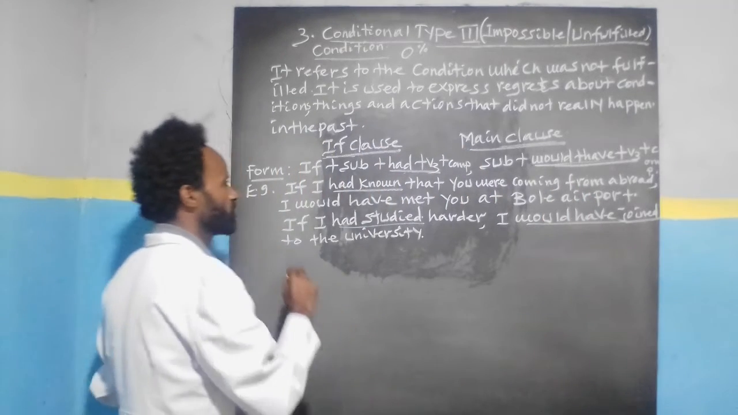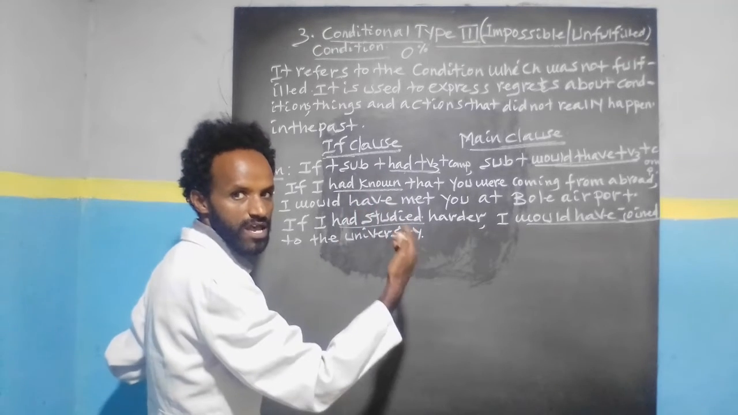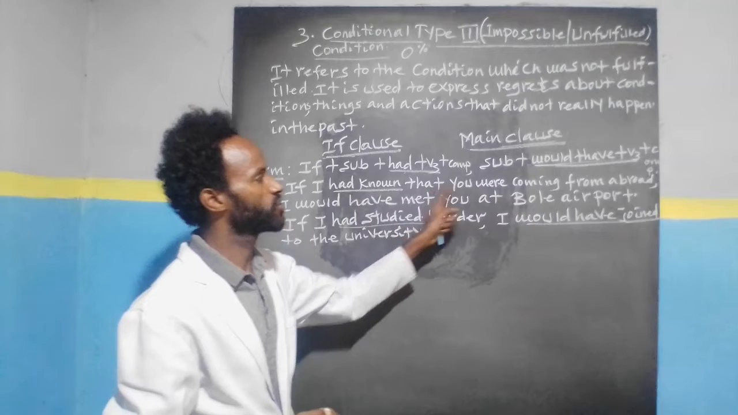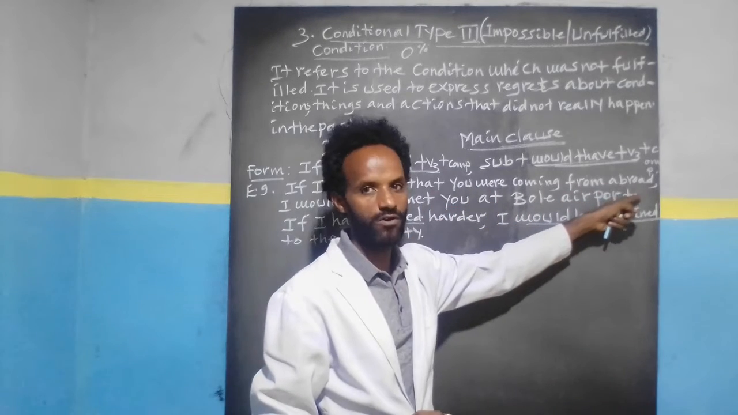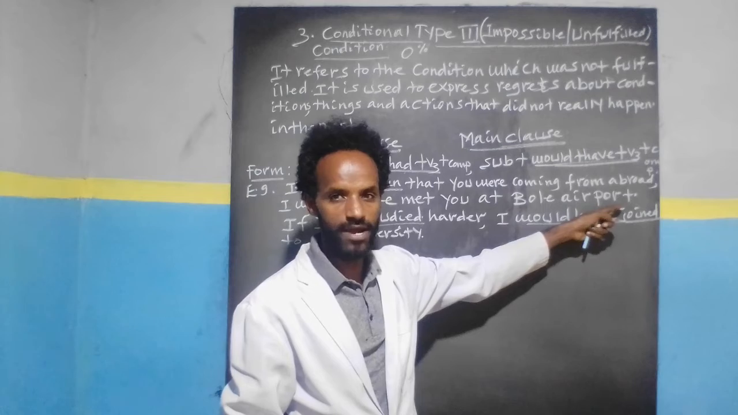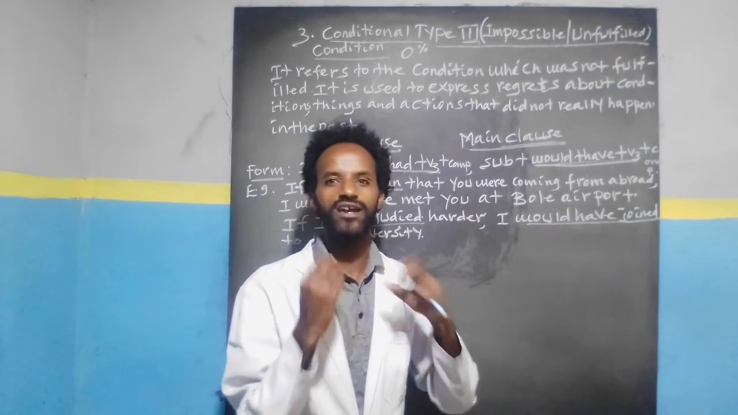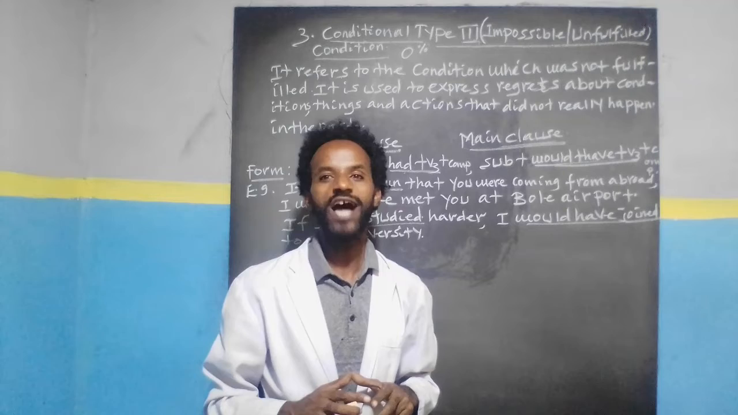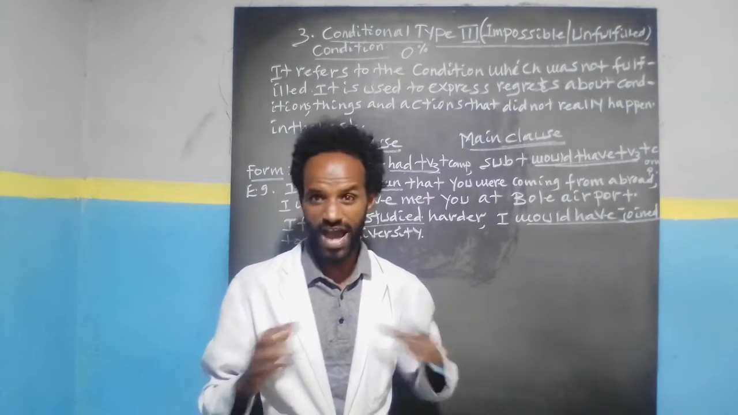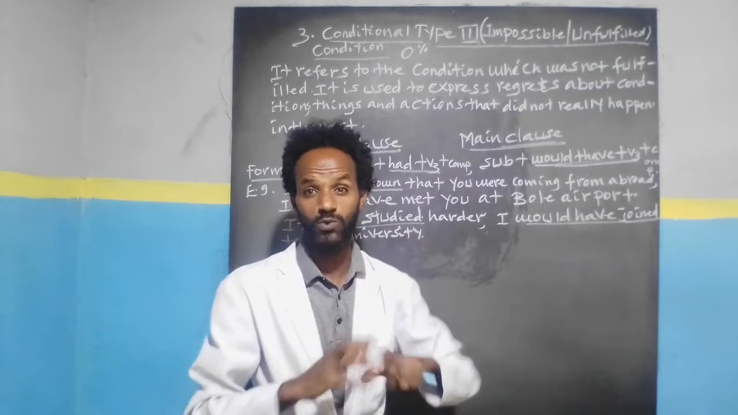So now let me give you one more example which justifies these statements. It says, if I had known that you were coming from abroad, comma. Why do I use a comma here? Because if the if clause comes at the beginning of the sentence, in all types of conditional sentence, whether it is type 0, type 1, type 2 or type 3, putting the comma between the if clause and the main clause is mandatory.